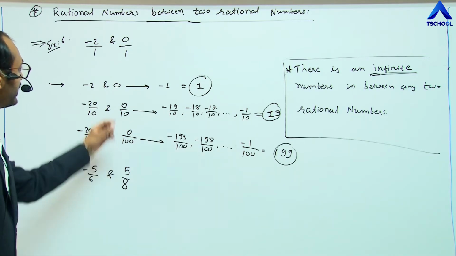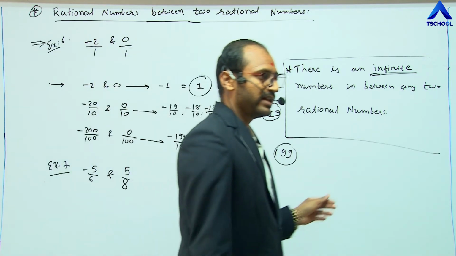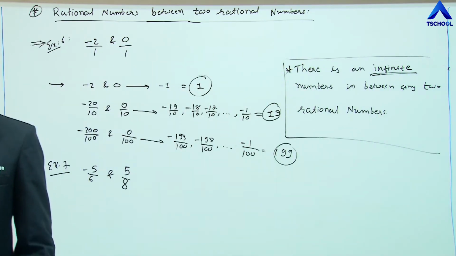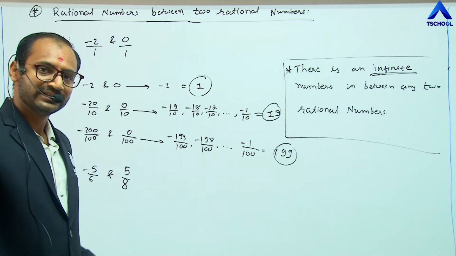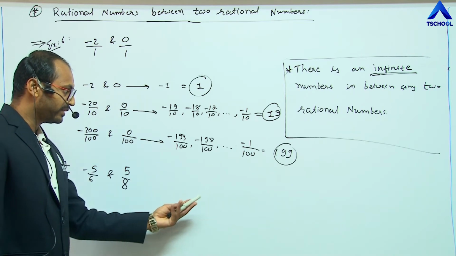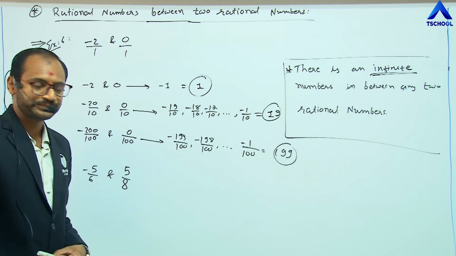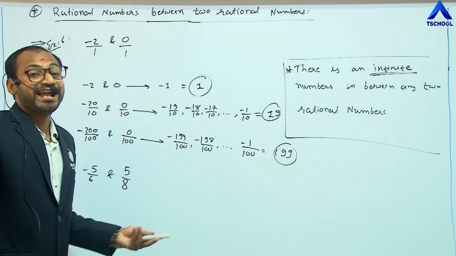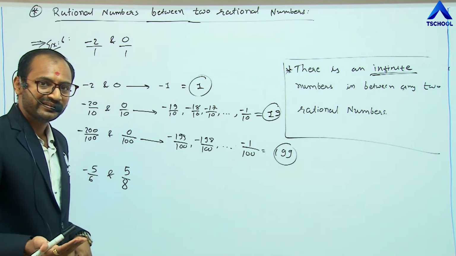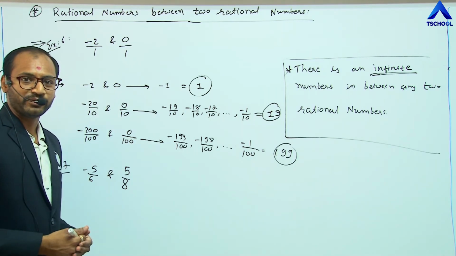In the earlier example the denominator was the same, so we simplified in the same manner. But how can I simplify such an example? How can we find the rational numbers between these two rational numbers? By taking the LCM, or by making the denominators equal. How can we make the denominators equal? By taking the LCM of these two.